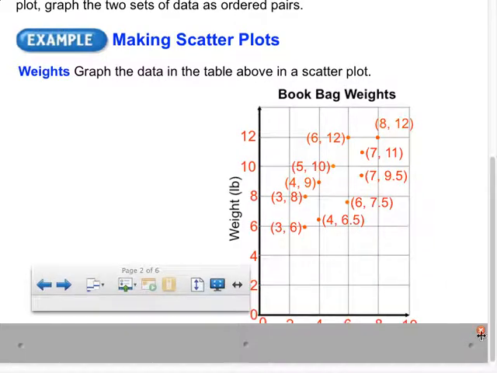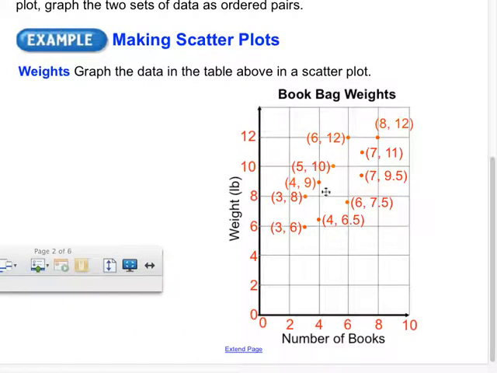Now I want to bring something up here. If you look, no, we're not going to connect the dots. What we are going to do is look at my graph. It's book bag weights, the weight of your book bag. On the x-axis, that's how many books are in your backpack. And the y-axis, that's how heavy your backpack is.